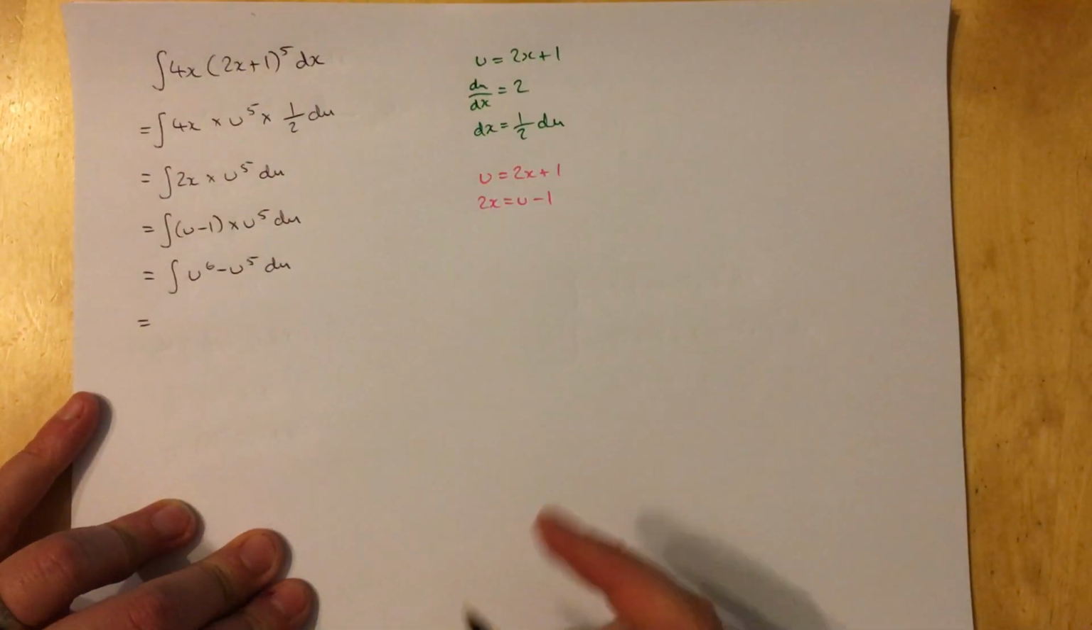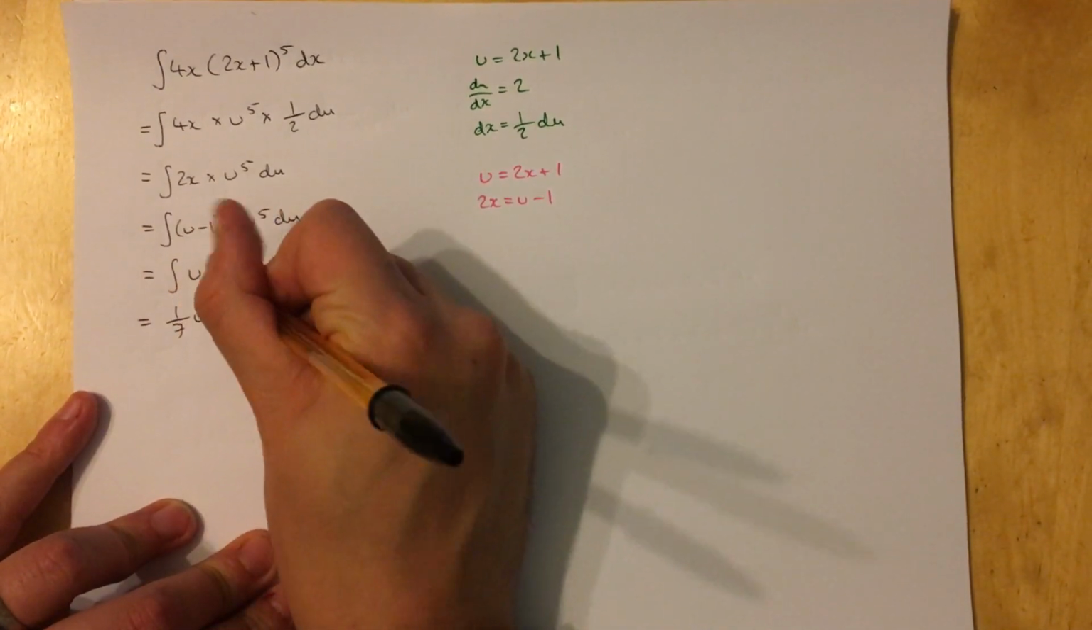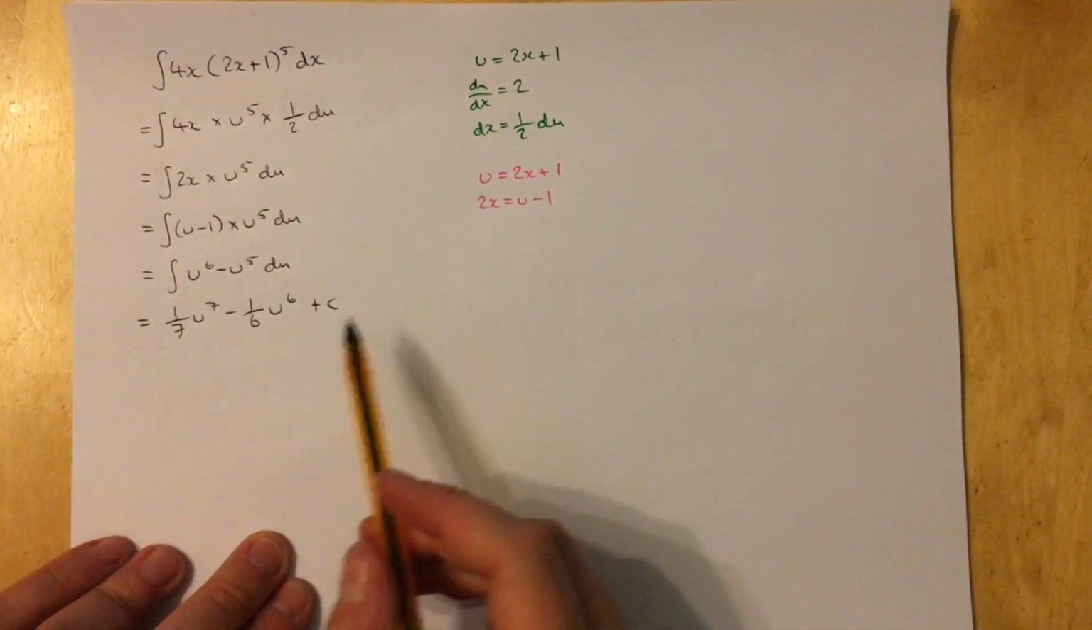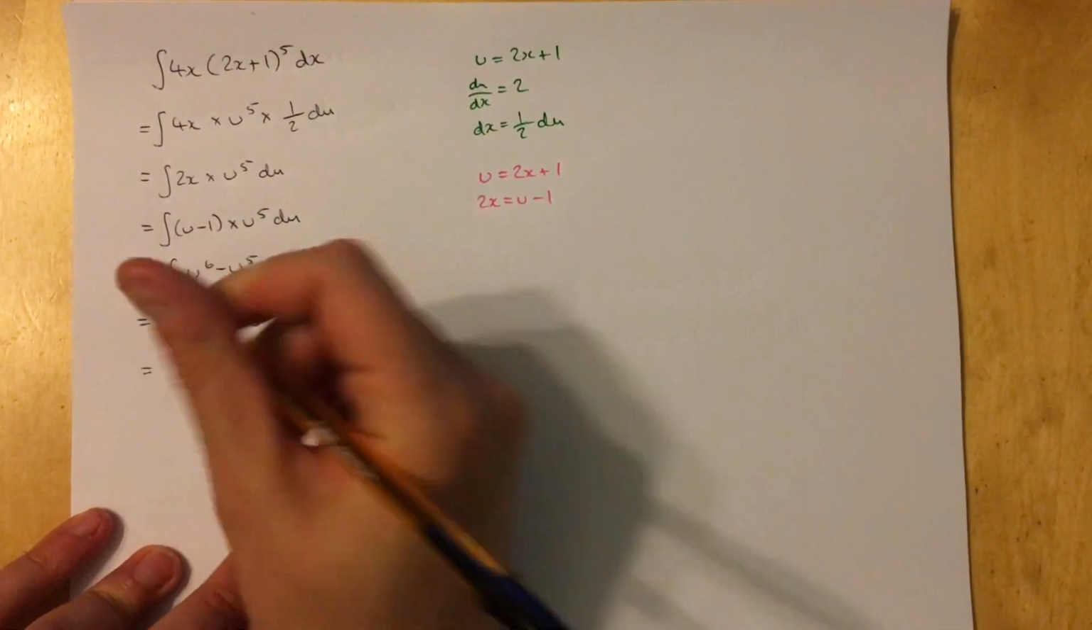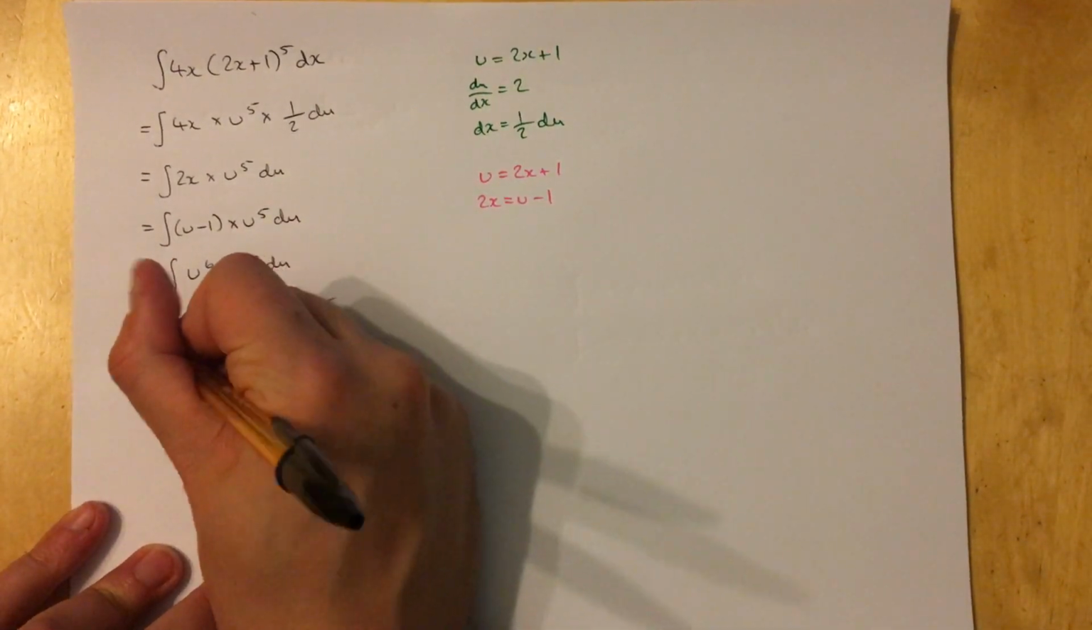And integrating term by term, I'm going to get a 7th u to the 7 minus a 6th u to the 6 plus c. It's a bit impolite to leave my answer in terms of u when my original function was in terms of x, so I'm now going to replace u with 2x plus 1 again.